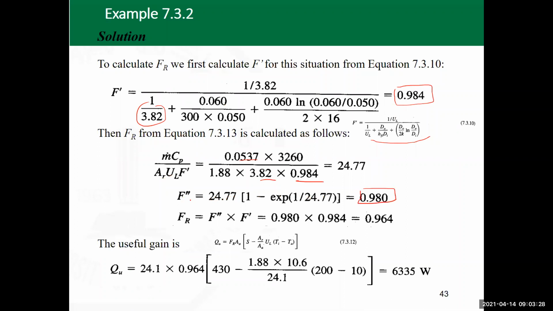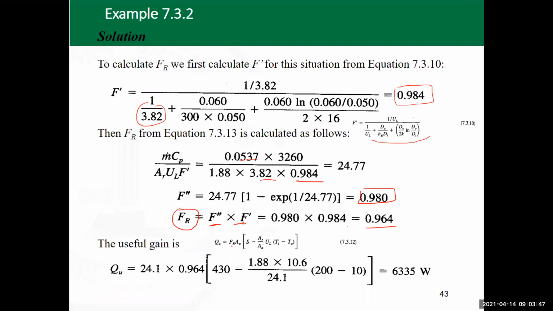And then by definition, F_R is the multiplication of F dash and F double dash. So we calculate the value of F_R here. We call it the heat removal factor. Then the useful gain, we are going to substitute in equation 12.